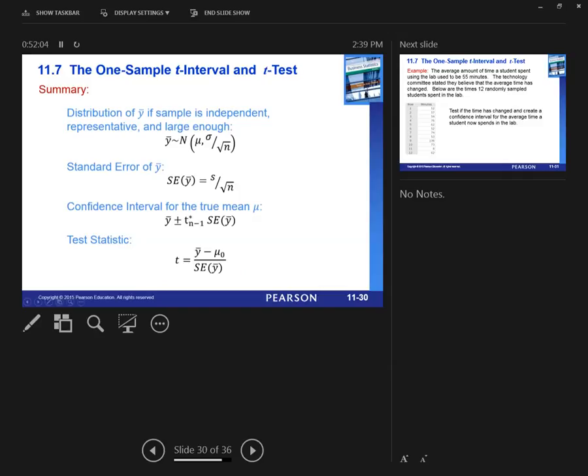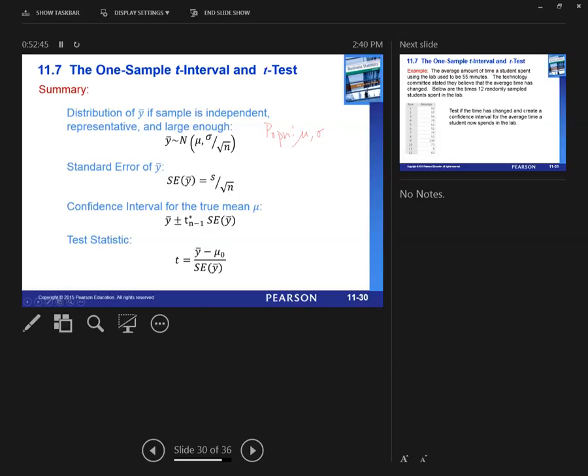Okay, so in summary, last week we learned the central limit theorem. If n is big enough and we have an independent and representative sample, then the sample mean is normal with mean mu and standard deviation sigma over the square root of n, where mu and sigma describe the population. Like, what is everybody? The mean of everybody and the standard deviation of everybody. Okay. The standard error, we're going to use S as an estimate of sigma. So instead of sigma over the square root of n, now I have S over the square root of n.